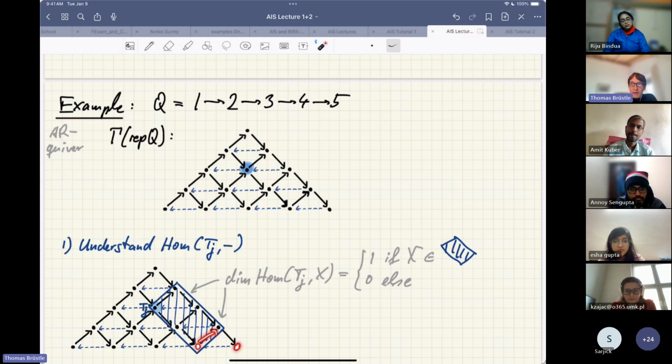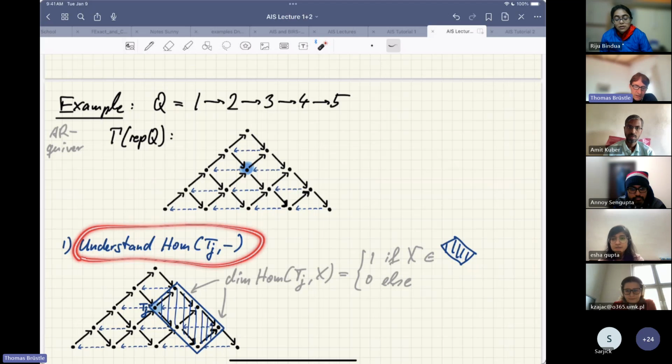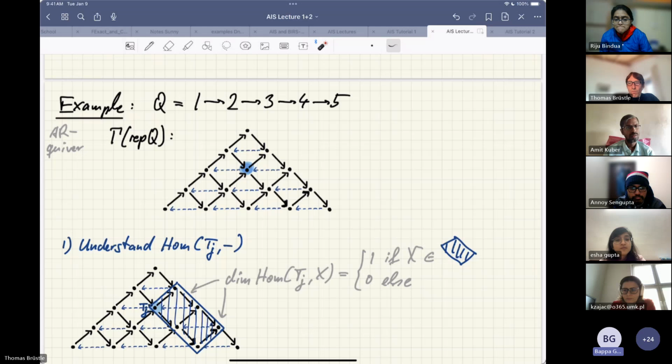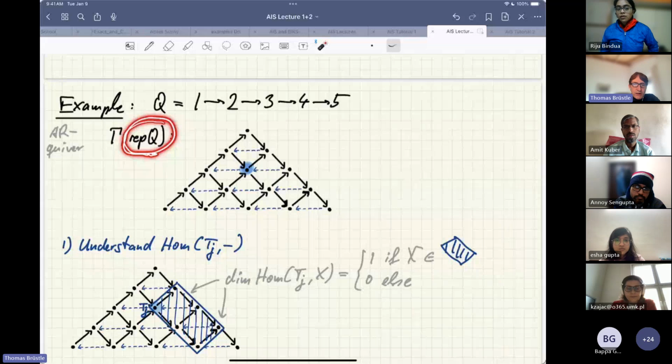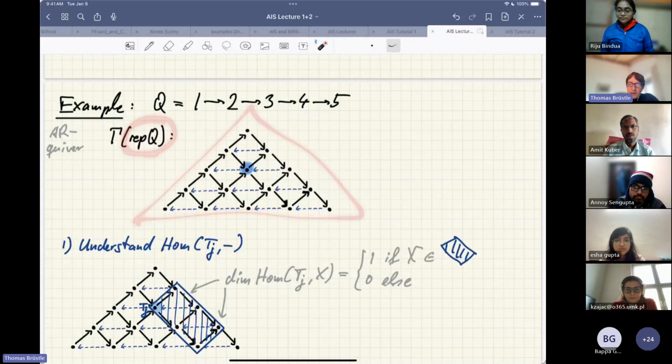So I can understand. Sorry. So what is the underlying category? Is it the derived category or the representation category? At this moment, I only look at representations of Q. So I do classical tilting theory. I only look at rep Q, the category of representations of Q. Just basic representation theory of quivers.